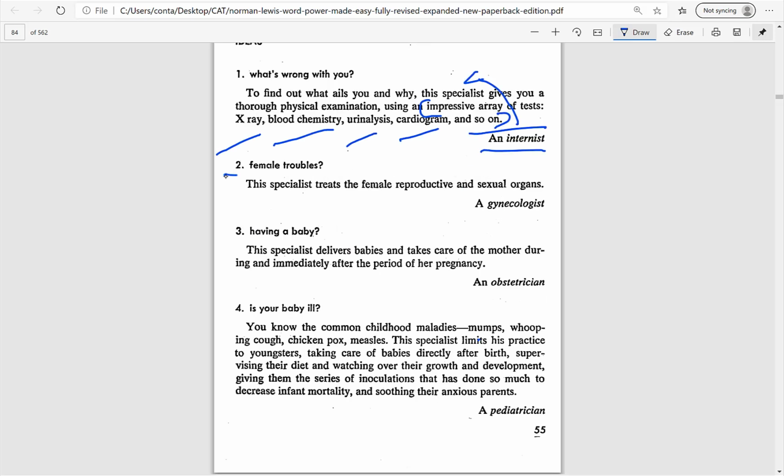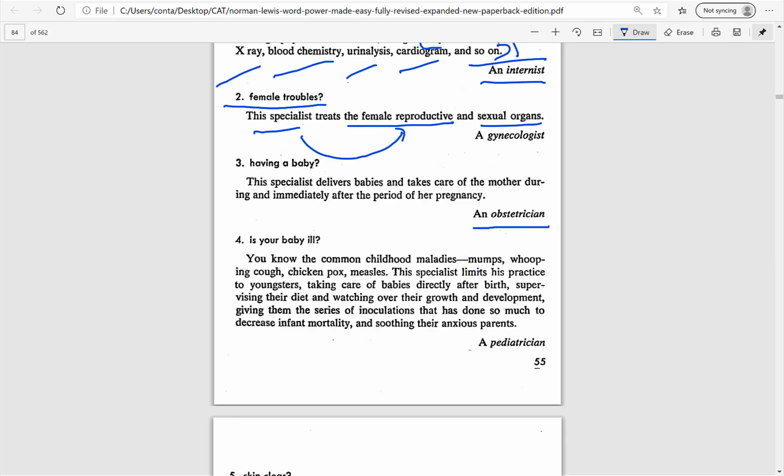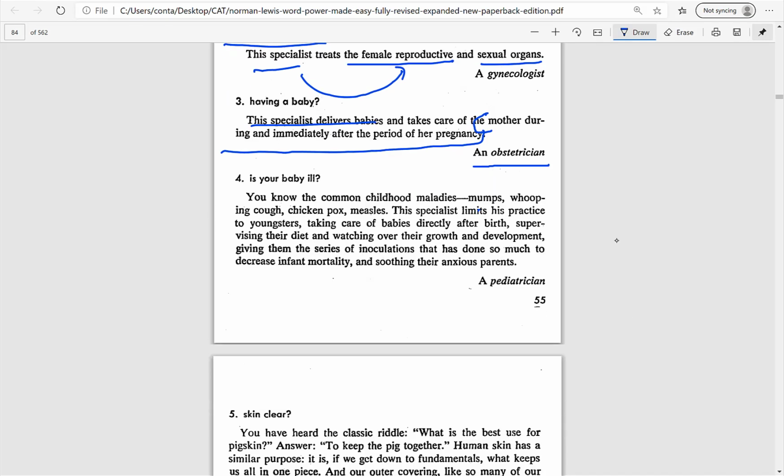Okay, the second specialist that we have is a gynecologist. Now, a gynecologist is a specialist that treats female reproductive systems and sexual organs. Okay. The third specialty that we have is an obstetrician. Now, an obstetrician is a specialist who delivers babies and takes care of the mother during and immediately after the period of a pregnancy. It is self-explanatory.